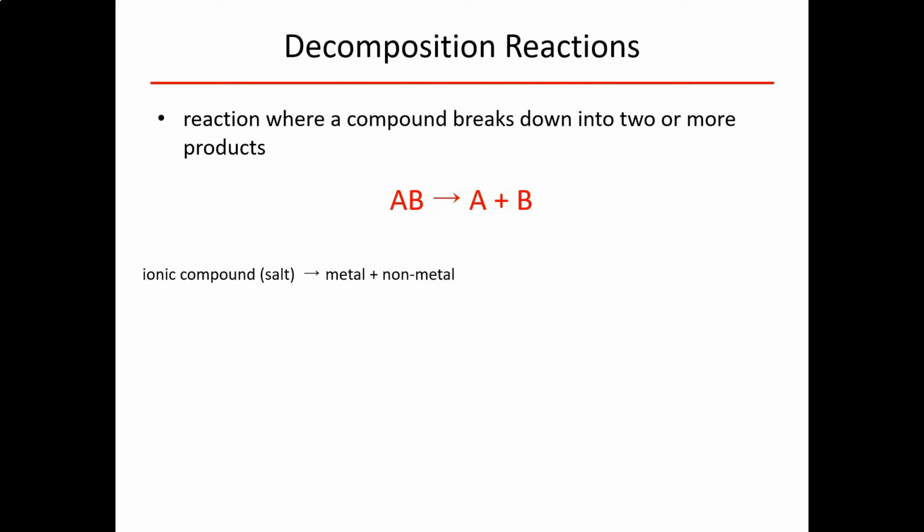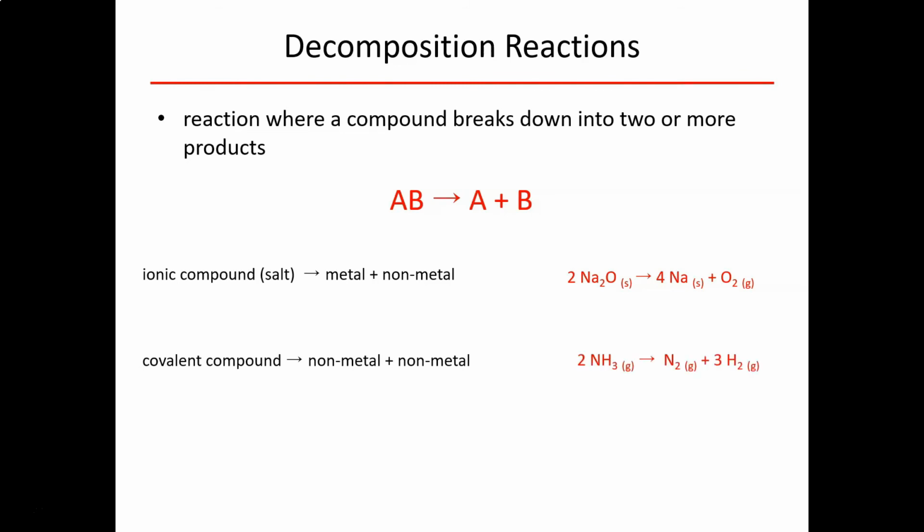So we have all of the ones we had before, where an ionic compound could break down into its constituent elements. So my sodium oxide could break down into my sodium plus oxygen. Covalent compounds could break down into their constituent elements. So I have my ammonia gas that could break down into nitrogen gas and hydrogen gas.